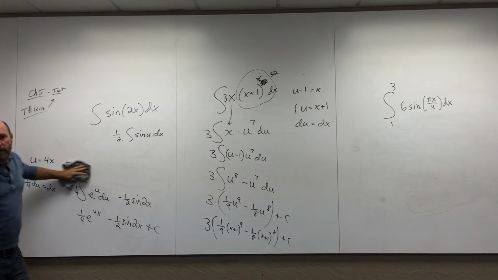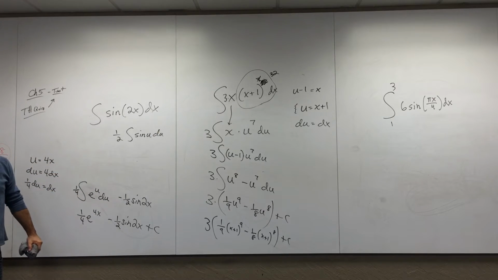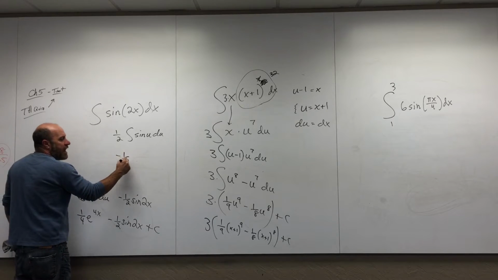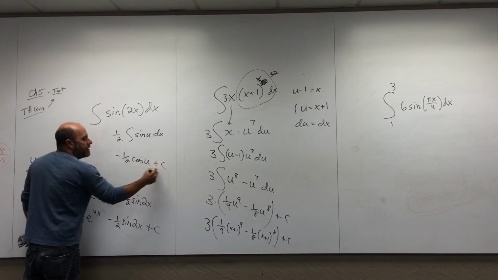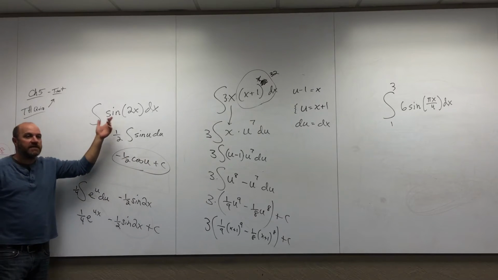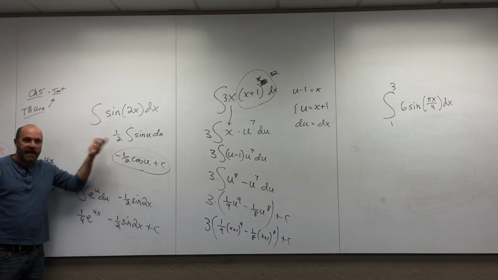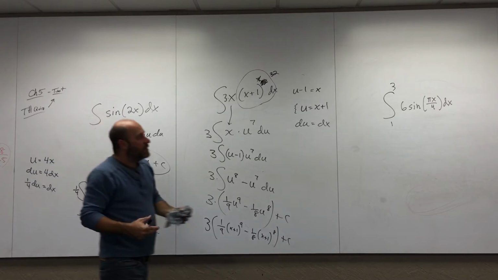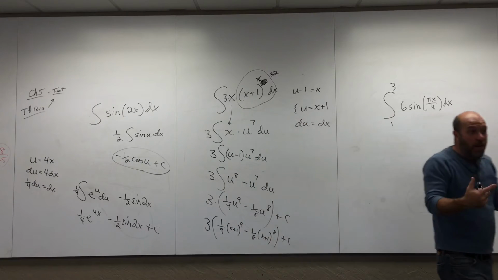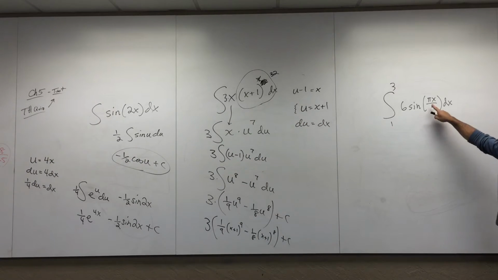Now I got to integrate the sine of u, and the integration of sine is negative cosine. So I get negative 1/2 cosine u. Can you integrate sine 2x? And it spits out a 1/2. Well, this is the same concept, but the number is not a 2x. It's a more complicated number, but the concept's the same.